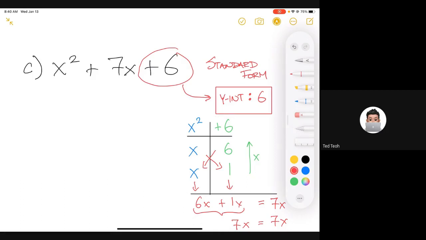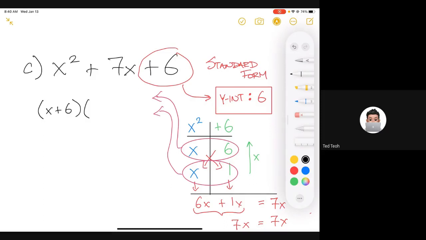All right, so now I need to write out my answers. When I write my answers out, this is going to be one of them. This is going to be my other bracket. And I need to write my answers out before I answer what the x-intercepts are. Okay, so my answer is going to be x plus 6 for one of the brackets. It's going to be x plus 1 because both numbers are positive. And this is my answer. This is how I convert it from standard to factored form. Okay, so this is factored form.